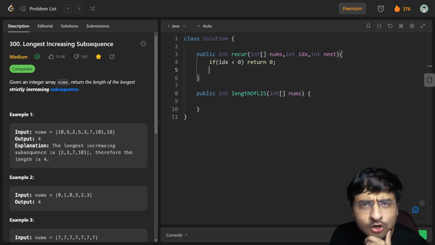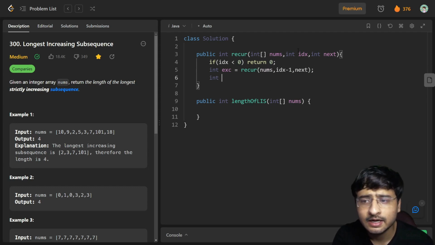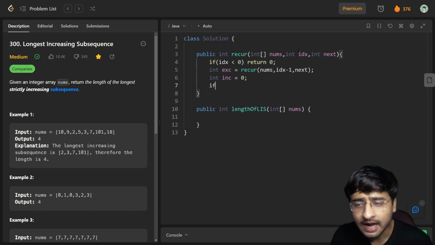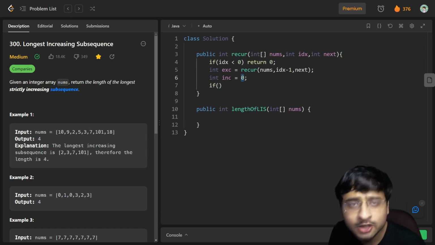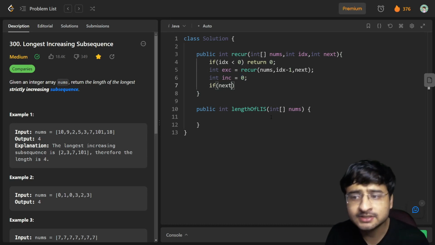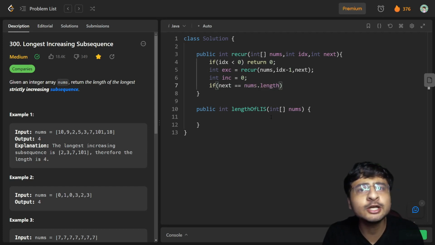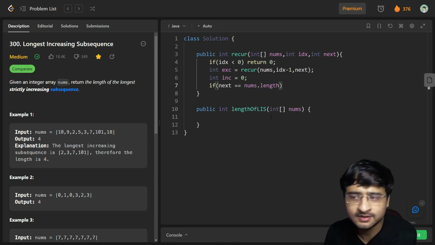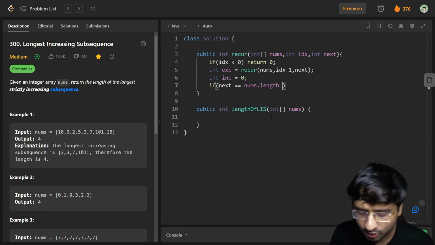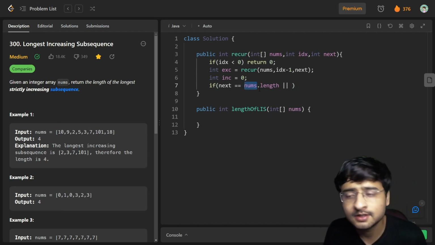I can always make an excluding call. I can always get excluded, right? So int excluding call is equal to recur for nums, idx -1, and next I'll pass as it is. Int included is equal to 0. I will populate this variable included only if I can get included. So when can I get included? If the next person is equal to nums.length. Essentially, I'm saying that if it is pointing to infinite, that's the extra thing I took in the explanation. If next is equal to nums.length, it means that there is no next person after me. Then of course I can get included.